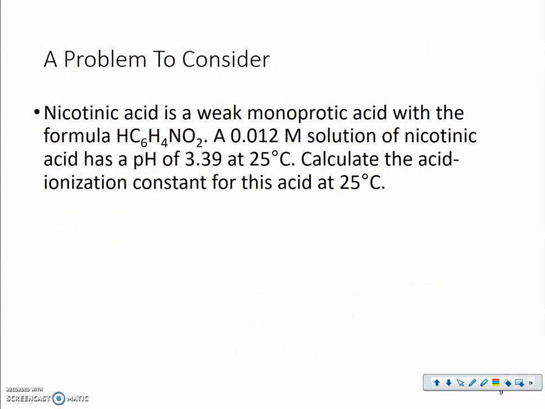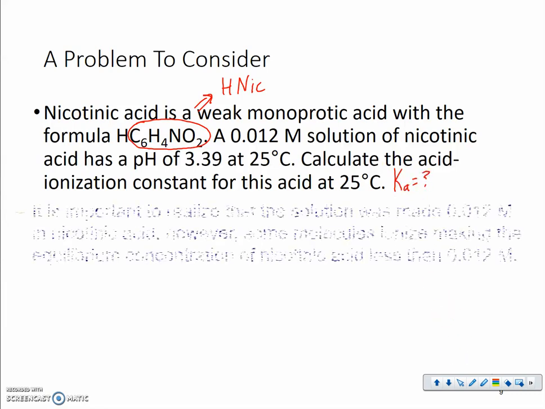So if we have nicotinic acid, it's a weak monoprotic acid, and this formula is a little long, so if we abbreviate the anion, that's C6H4NO2, with NiC. So we can rewrite this as H and then NiC, just to make life a little easier. So our solution is 0.012 molarity, and we know the pH from a pH meter or however we measured it. And our goal is to calculate the acid ionization constant, Ka, for this acid. For whatever reason, we don't know what it is.